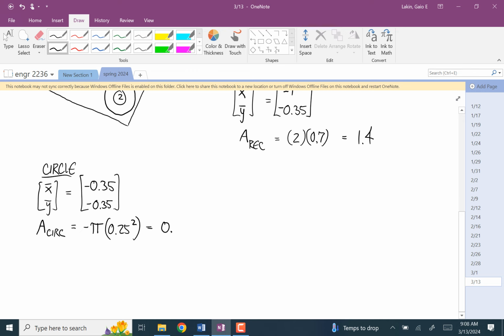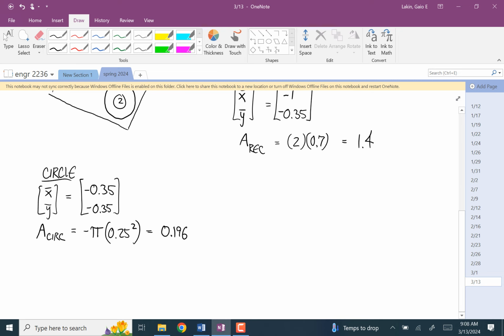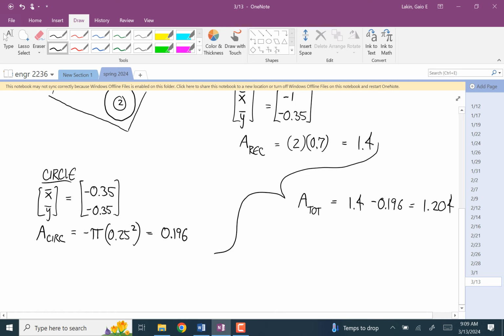So 0.196. And the total then is going to be 1.4 minus 0.196. So 1.204.